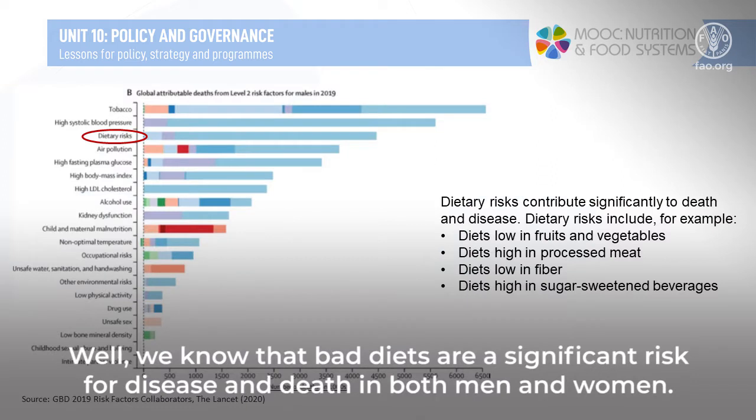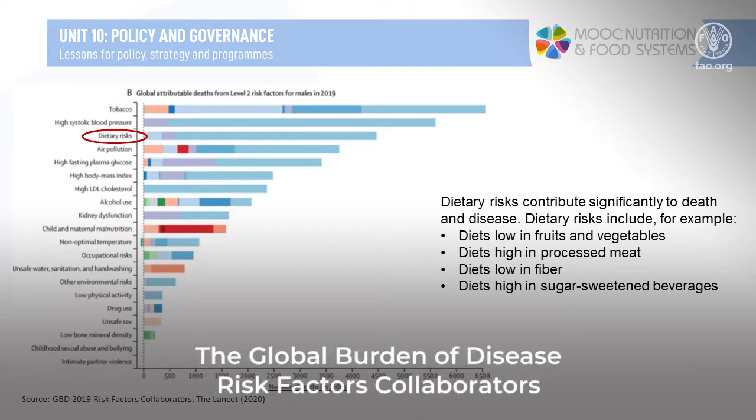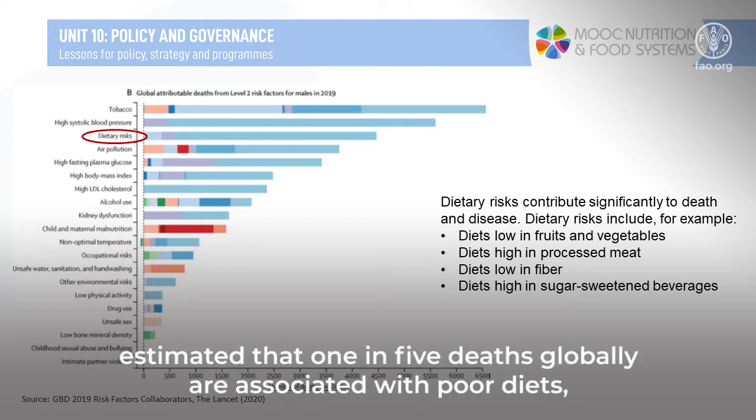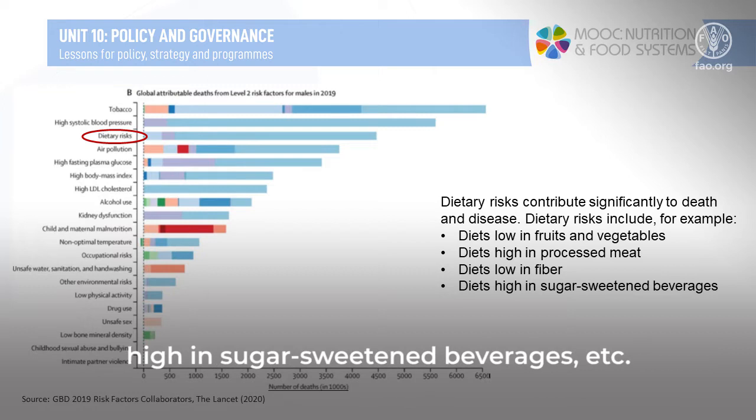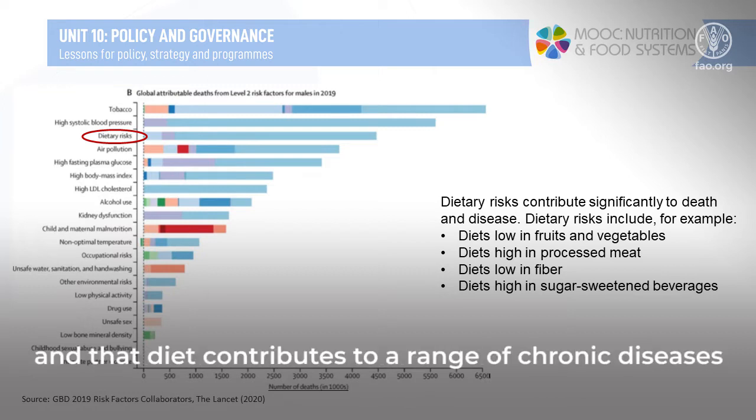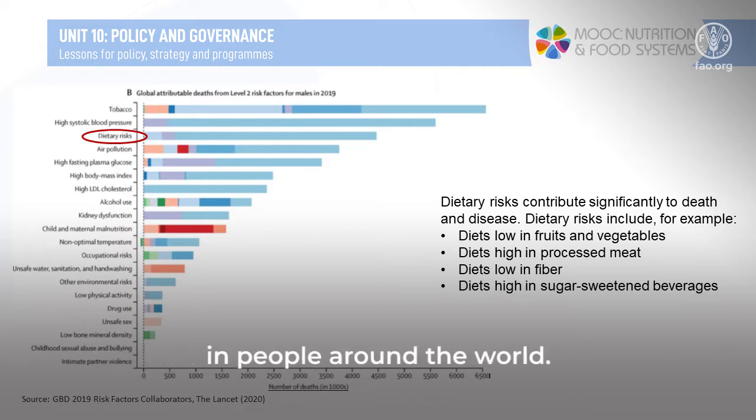Well, we know that bad diets are a significant risk for disease and death in both men and women. The Global Burden of Disease Risk Factor collaborators estimated that 1 in 5 deaths globally are associated with poor diets, that is, diets that are, for instance, low in fruits and vegetables, high in processed meat, low in fiber, high in sugar-sweetened beverages, etc. And that diet contributes to a range of chronic diseases in people around the world.